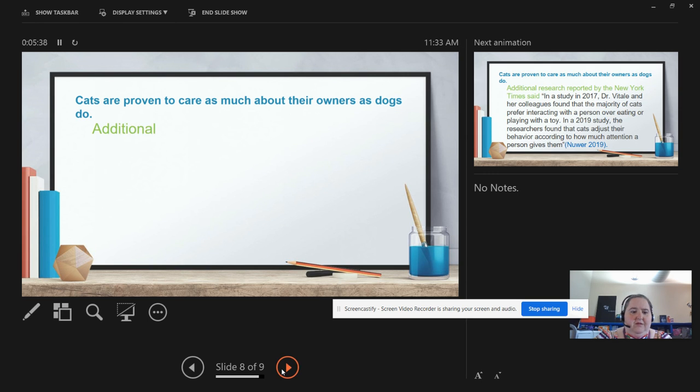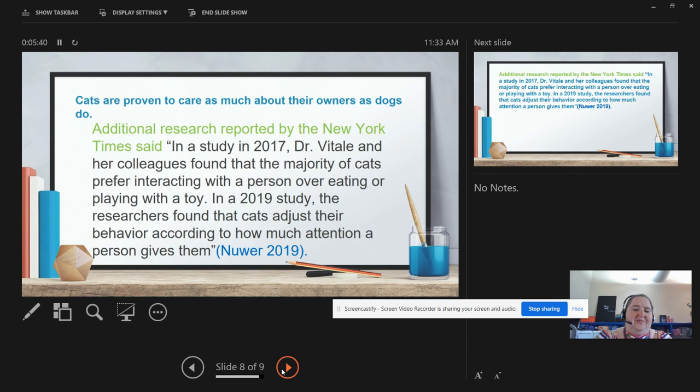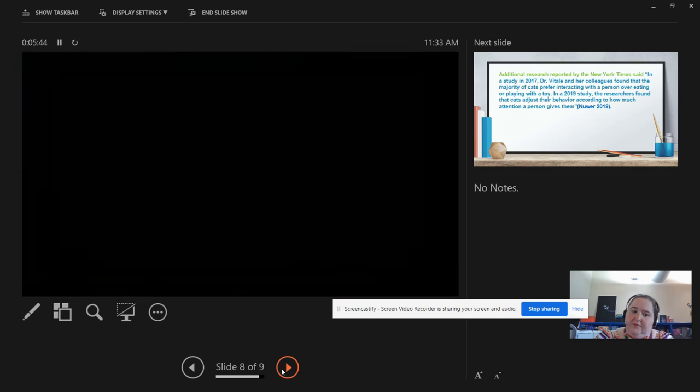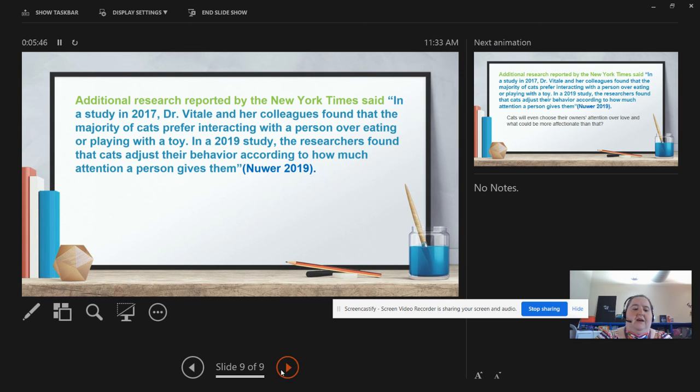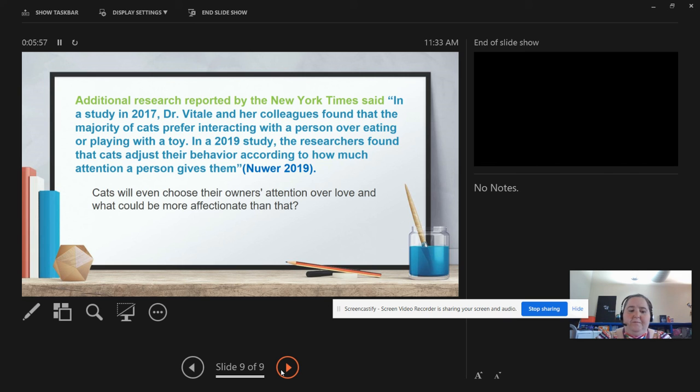Okay. So now what do I need to do? I've put in a quote. Of course, I need to explain my quote again. So after my quote, I'm going to figure out how to connect this back to my affectionate part, right? Cats will even choose their owner's attention over love. Oh, that's a typo. Over food. And what could be more affectionate than that, right?